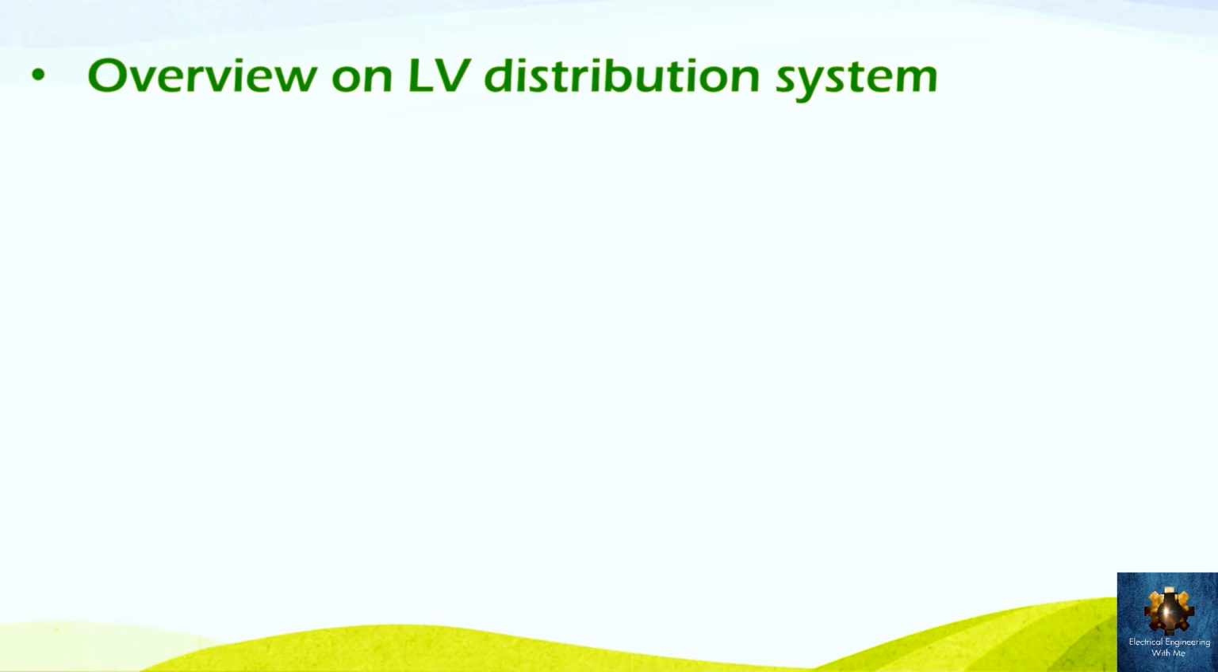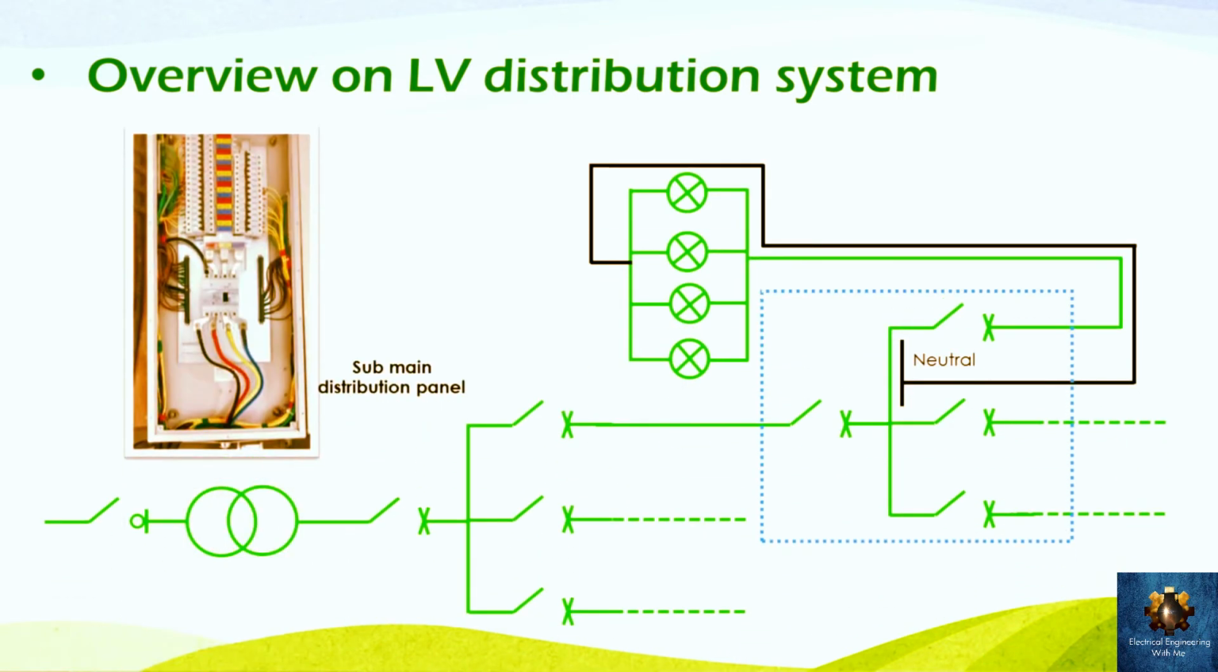Very good. After that, we have the sub-main distribution panel, and this sub-main distribution panel is used to feed some electrical loads directly. So it takes its input from the main distribution panel and it distributes its outputs to the electrical loads directly.